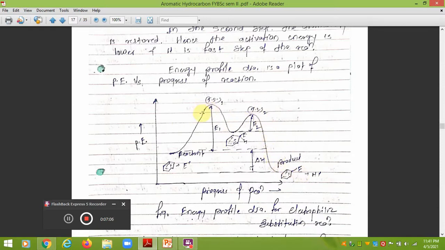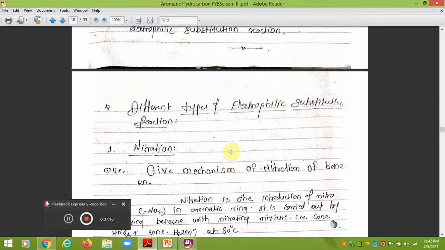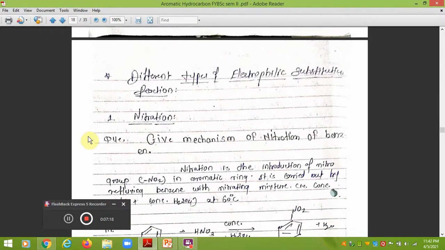In this way we are getting two intermediates, and this is the benzenonium ion, which has less energy as compared to the first transition state and the second transition state. So this is the energy profile diagram. So dear friends, in this way we can discuss some examples of electrophilic substitution reaction.